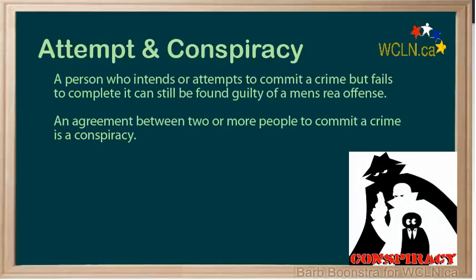A person who intends or attempts to commit a crime but fails to complete it can still be found guilty of a mens rea offense. For example, if John tries to kill Jennifer but fails to do so, he is still responsible for his actions and is charged with attempted murder. An agreement between two or more people to commit a crime is a conspiracy. For example, Linda and Nathan plan to break into a house and steal the electronics.